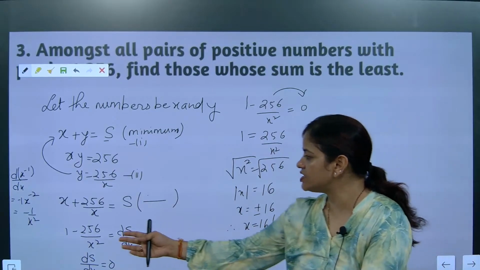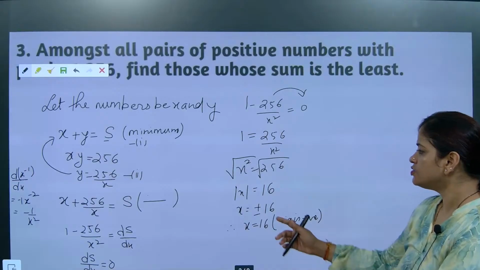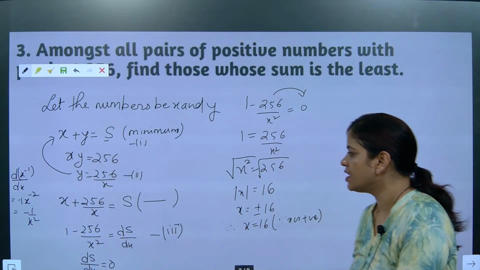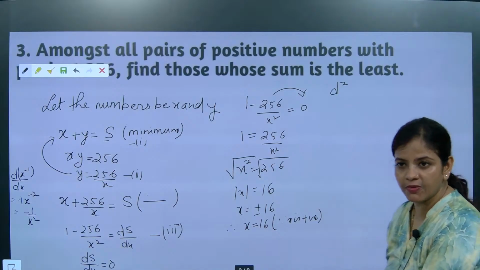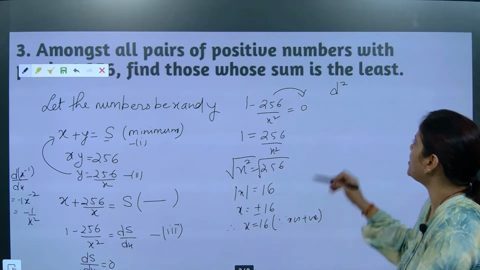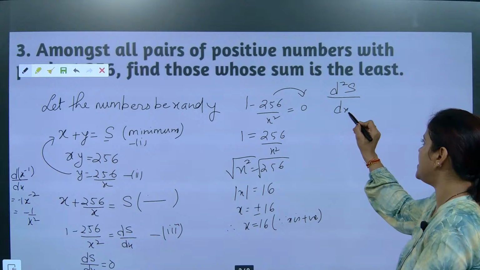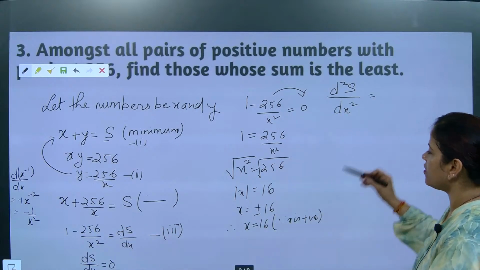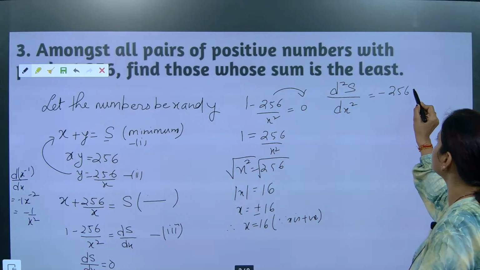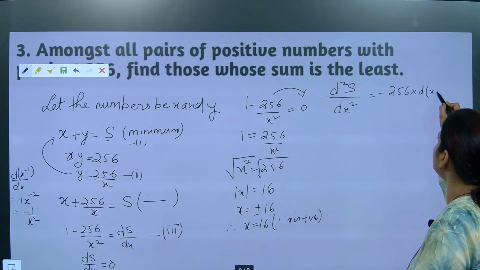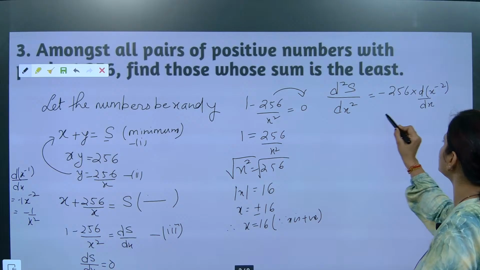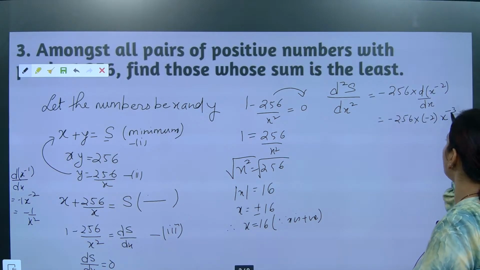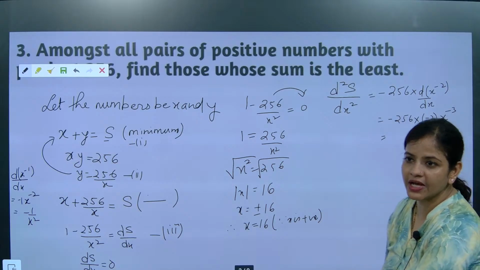Now we are going to differentiate one more time, beta, this equation 3, because we need to find the minimum point. Let's see d2S by dx square. Look here, the differentiation of 1 will become 0. Now here, differentiation of minus 256 x to the power minus 2 with respect to x will give you minus 256 into minus 2 x to the power minus 3. So minus into minus will become plus.